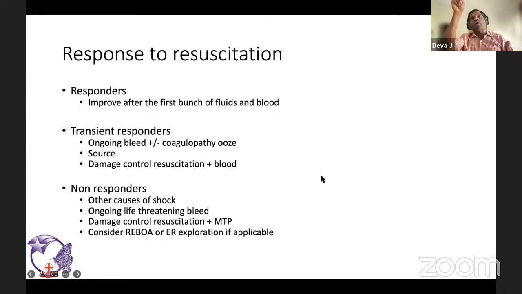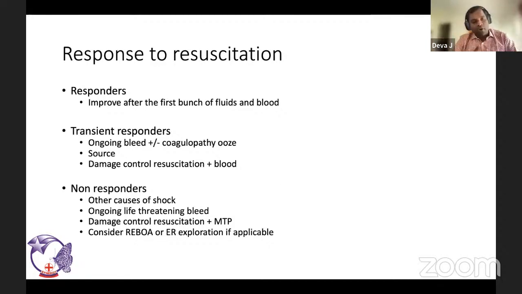Transient responder means I'm giving fluids, I see a response after 5 or 6 minutes, and they once again become tachycardic. Once again, they show features of shock. The pulse pressure goes down, and they even become hypotensive. They're called transient responders, which tells me that there is an ongoing bleed somewhere which I have not identified, or there is a generalized coagulopathy. They've gotten into trauma-induced coagulopathy. I need to get them out of the vortex. It is important to find out where the source is and continue the damage control resuscitation.